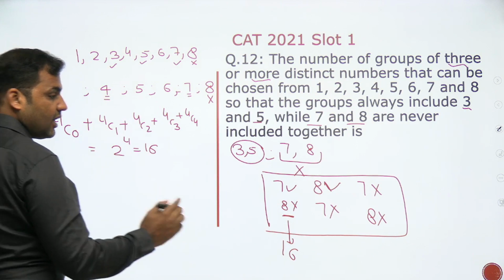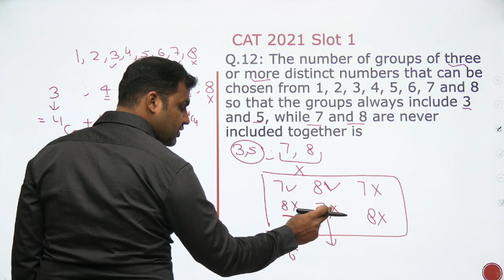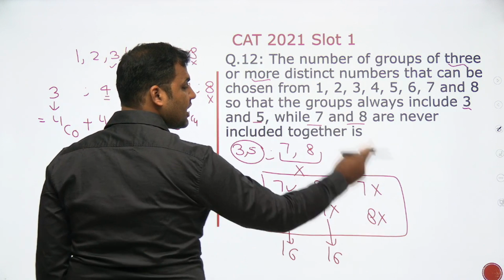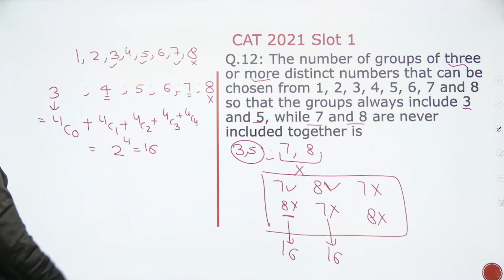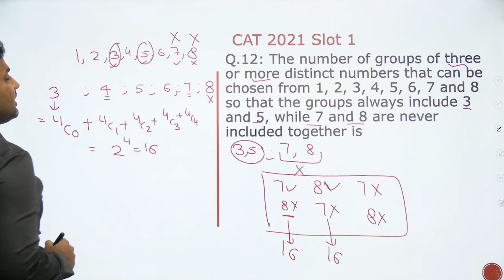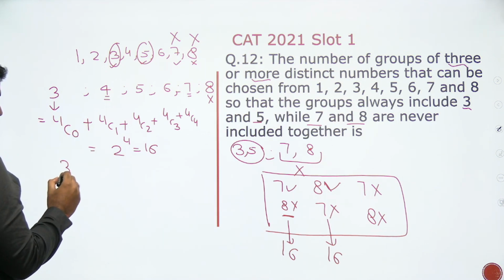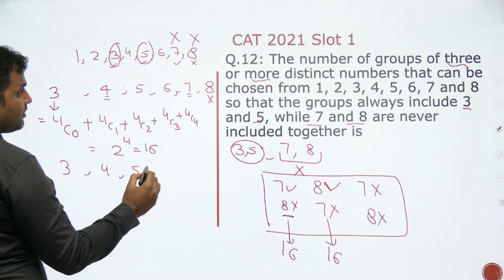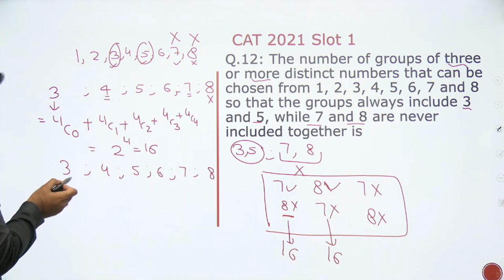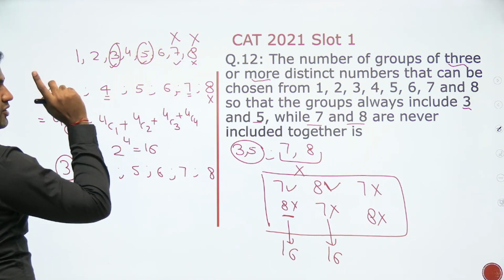Exactly on a similar line, you don't need to do the calculation again. You can straight away say when 8 is getting selected and 7 is not getting selected, there will be 16 more ways. Now you just need to do the calculation when 7 and 8 both are not getting selected. So 7 is not to be selected, 8 is not to be selected, and 3 and 5 have to be definitely selected. So again, take the case where I'm selecting 3 numbers, 4 numbers, 5 numbers, 6 numbers, 7 numbers, or 8 numbers. Let's look at these cases. If I'm supposed to select 3 numbers, now 3 and 5 are selected, 7 and 8 are not supposed to be selected, so I'm left with one more number.